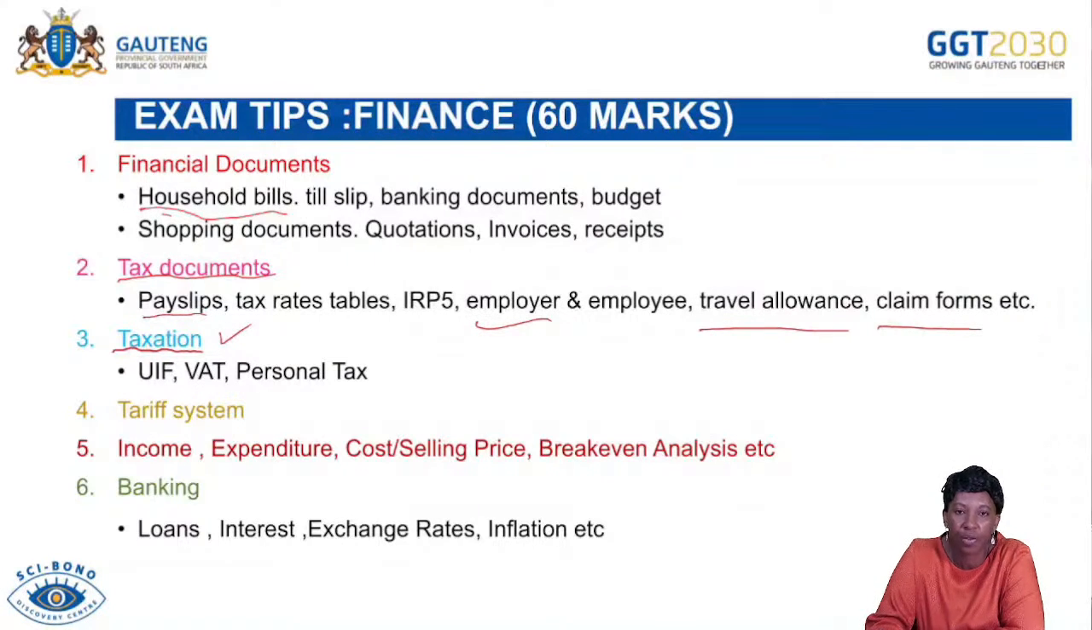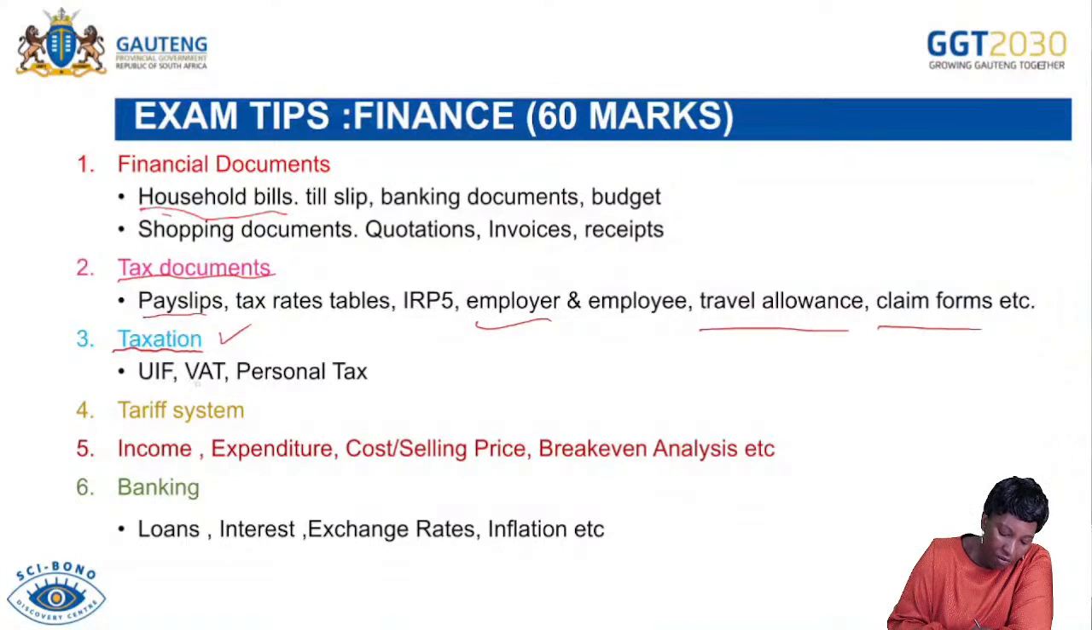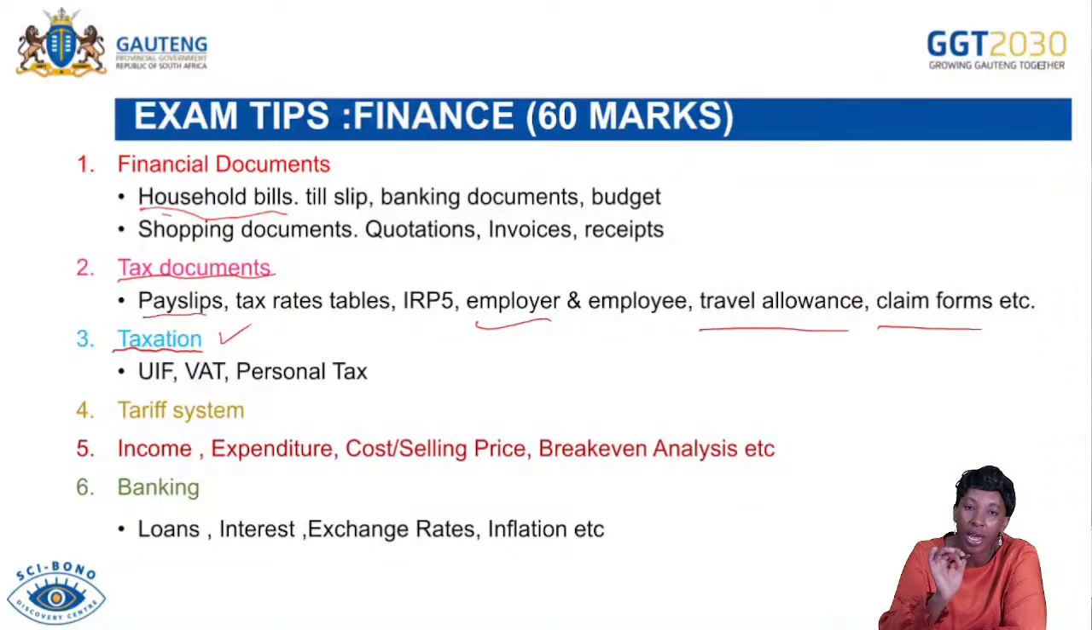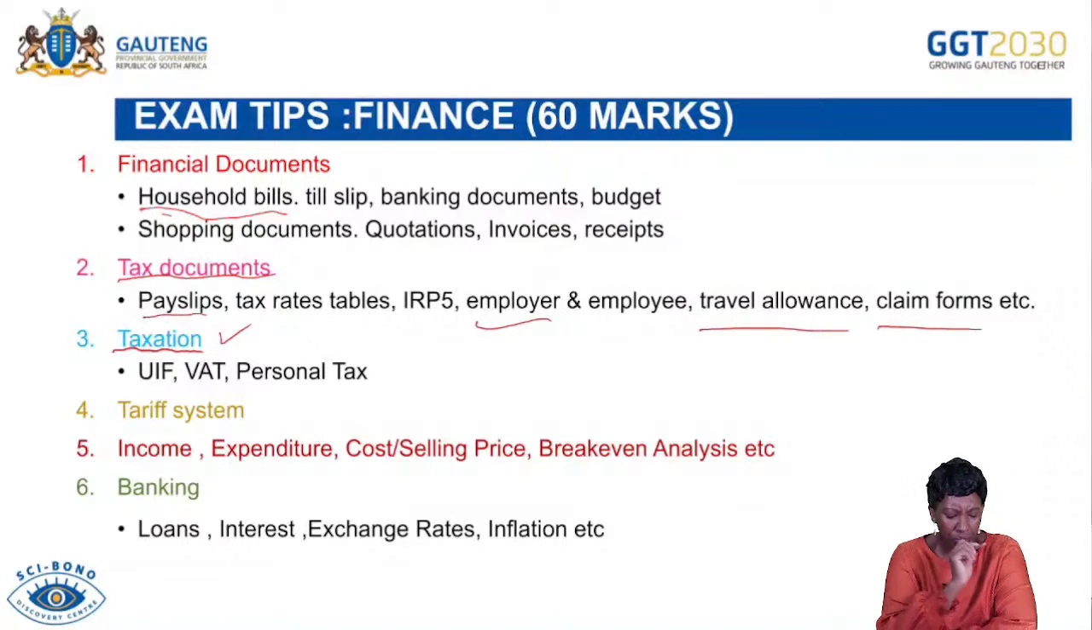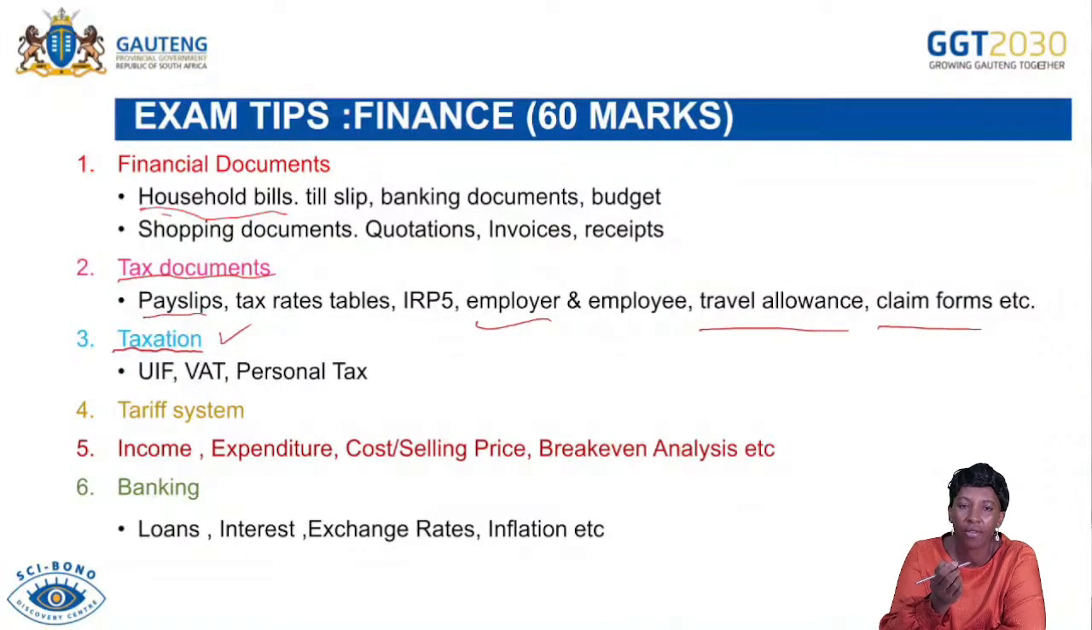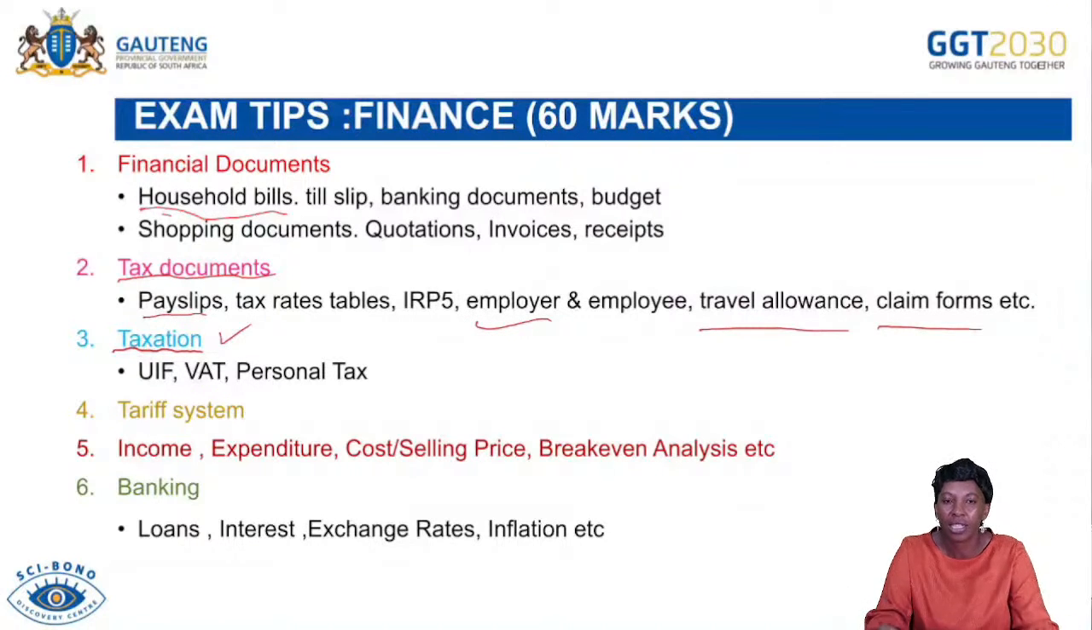On taxation. And then remember, boys and girls, under taxation, we have UIF, Unemployment Insurance Fund. And then we also have VAT, Value Added Tax. And remember, with the UIF, boys and girls, this is a temporary relief fund for an employee who is out of work. Maybe if I become retrenched, or if I go on maternity leave.